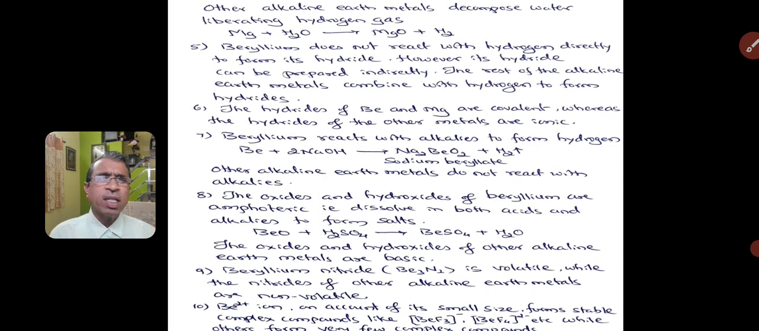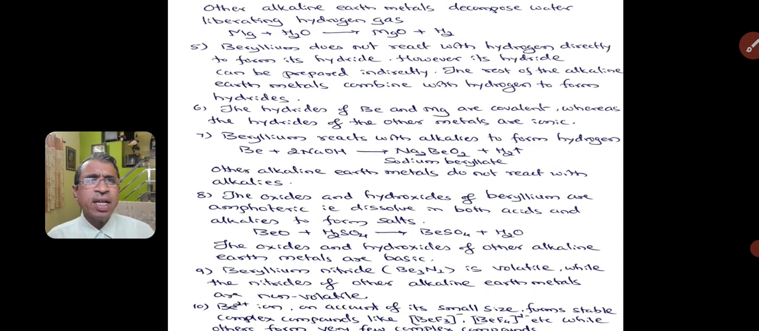Beryllium reacts with alkalis to form hydrogen. Beryllium, Be plus 2NaOH gives Na2BeO2. It is called sodium beryllate and gives hydrogen. Other alkaline earth metals do not react with alkalis. That's why we call beryllium amphoteric in nature.